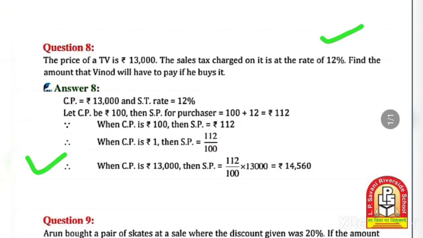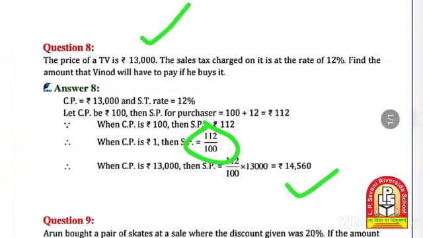So when the CP is 1 rupee, then the SP is 112 divided by 100, because I just find it by cross multiplication. So when CP is 13,000, then the SP is equal to 112 divided by 100 multiplied by 13,000. So we just directly multiply 112 divided by 100 with 13,000, that gives us 14,560.